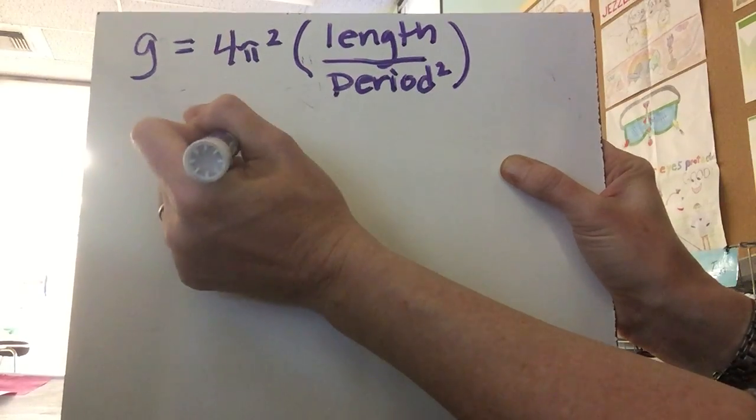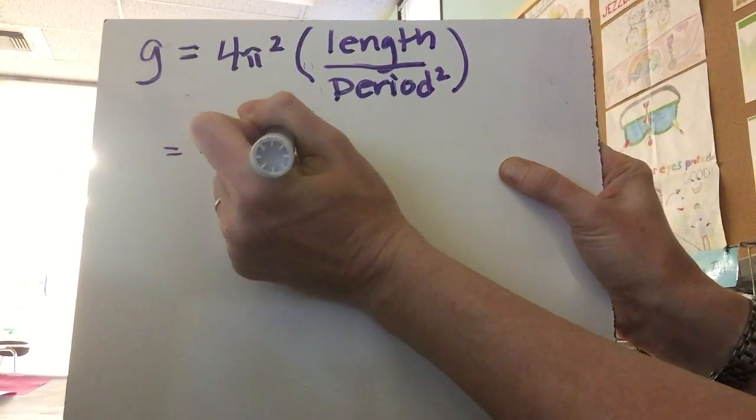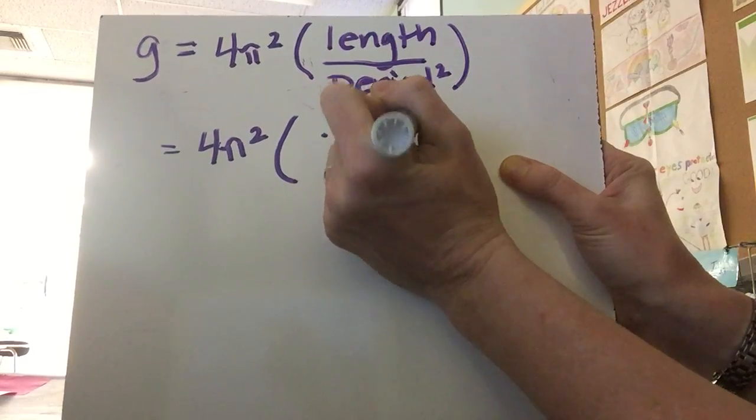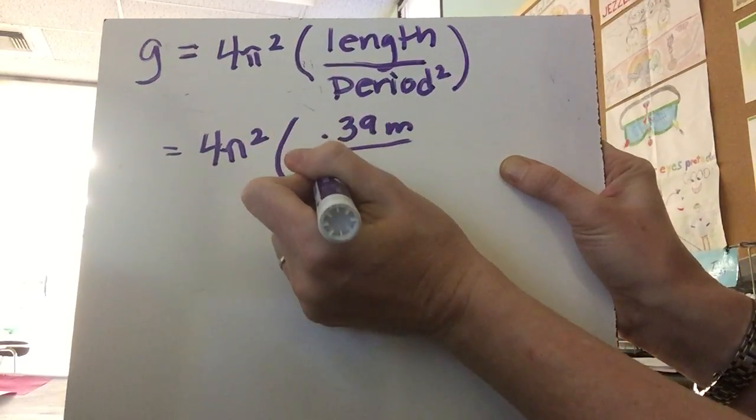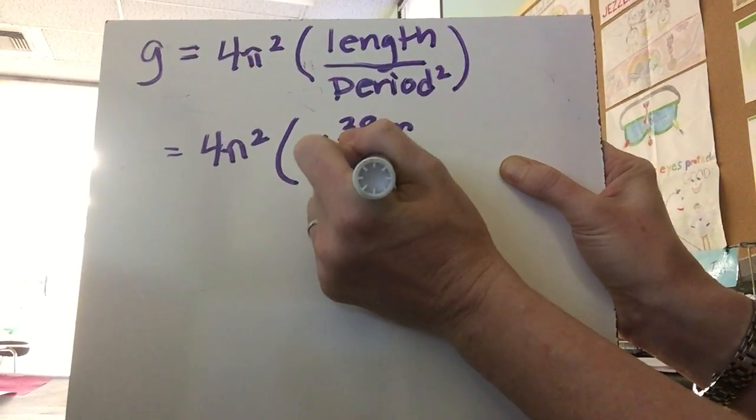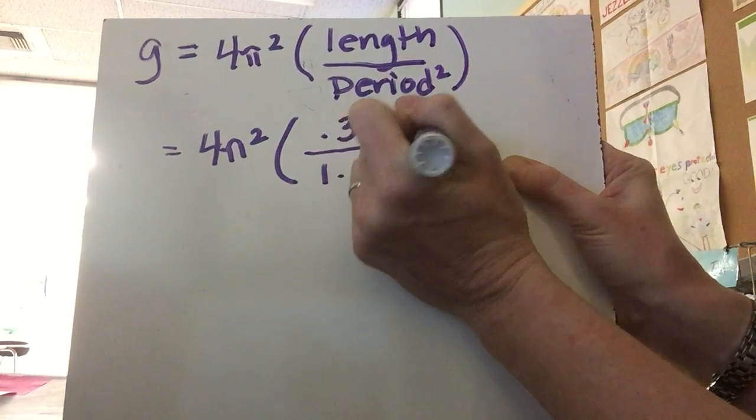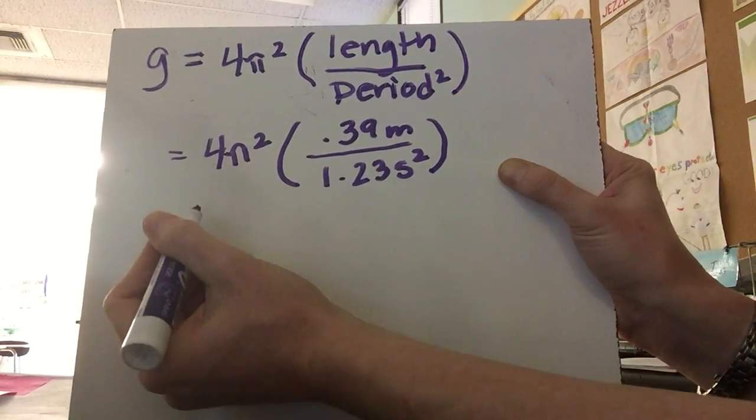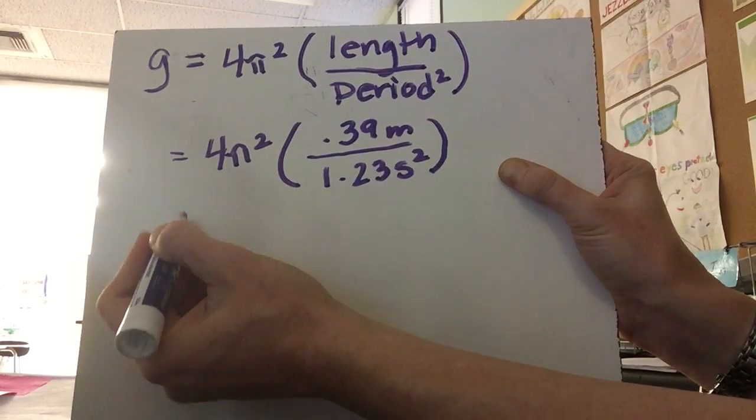I'm going to carry this down, 4 pi squared. And my length was 0.39 meters. And my period was 1.23 seconds. And don't forget we're going to need to square that. It's a common mistake not to square it. Okay, so let's start to do some calculations here.